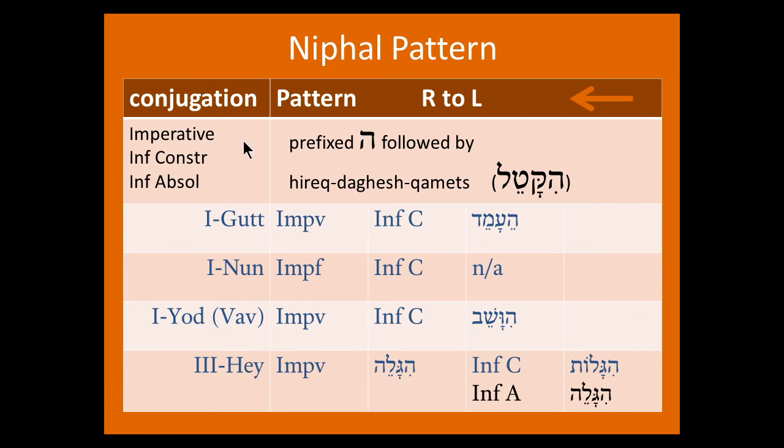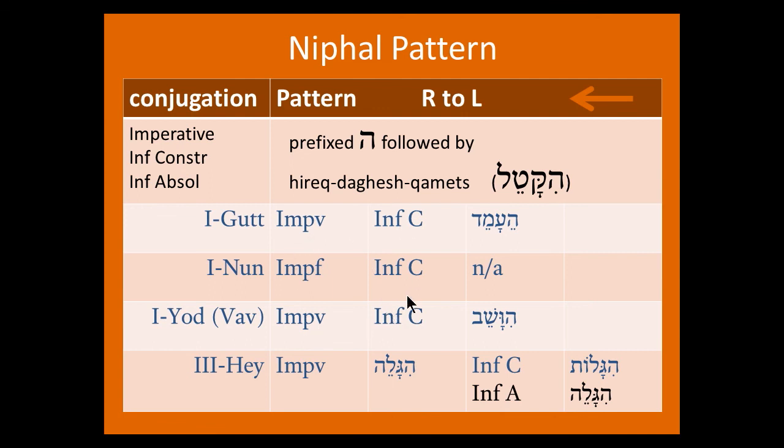Now, as far as imperative, infinitive construct, and infinitive absolute go, again, in the strong verb, we had a prefixed hey, followed by hirik, dagesh, qamets. So in first guttural, we're going to have that prefixed hey, and it's going to lengthen. It's going to lengthen because the guttural will not take the dagesh. So lengthening, and there's our qamets. First noon, he didn't give you any. First yod, very consistent, prefix hey, hirik, dagesh, qamets. It's a nifal infinitive construct or an imperative.